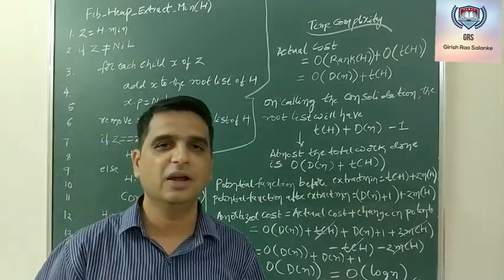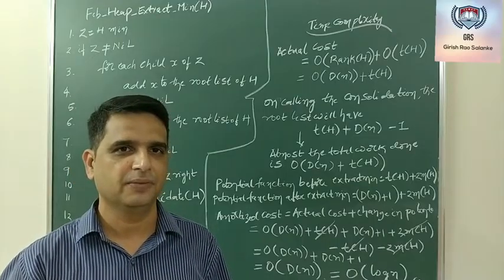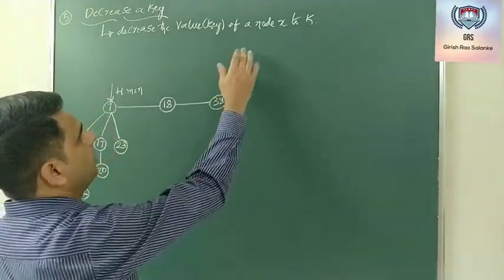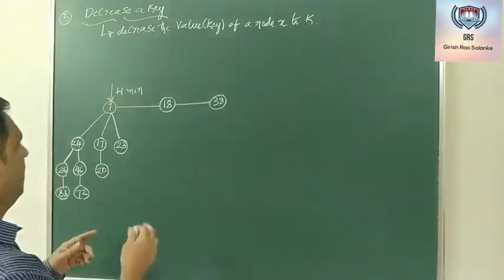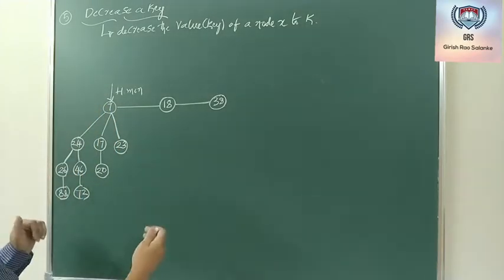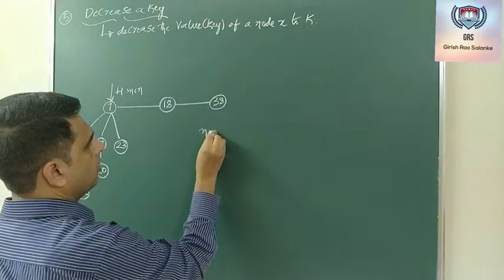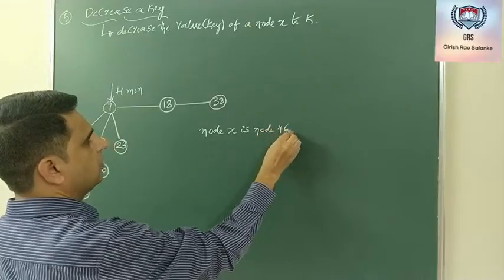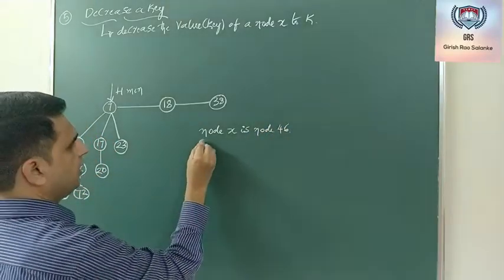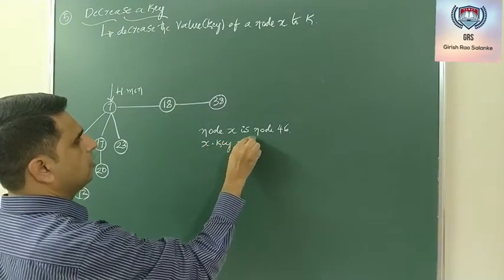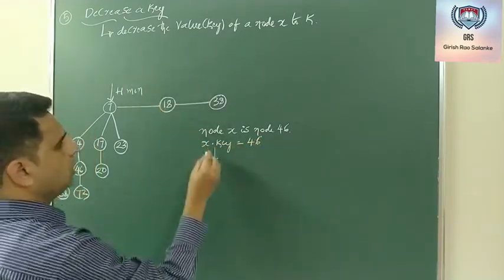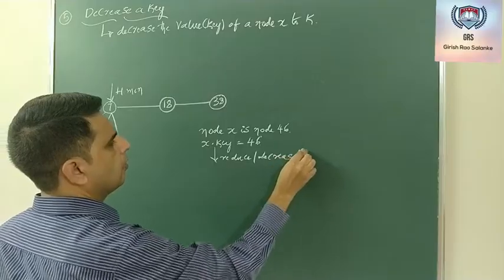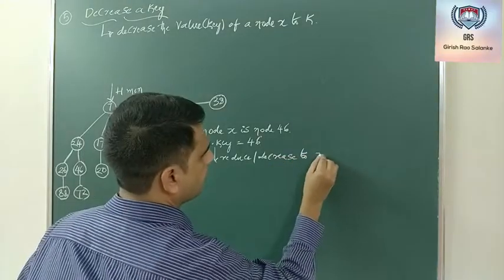The next operation is called the decrease key operation. The objective of performing the decrease key operation is to reduce the value stored in a node x to k. Say for example, if this is my Fibonacci heap h, and assume that my node x is the node wherein 46 is there. That means x dot key is 46. Now I need to reduce or decrease it to say 29.